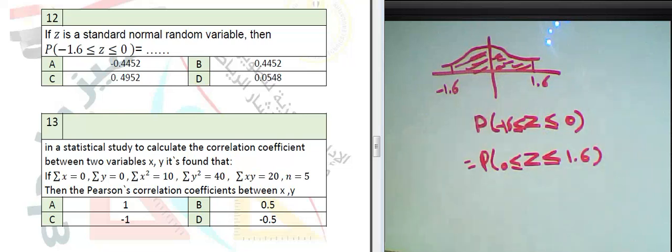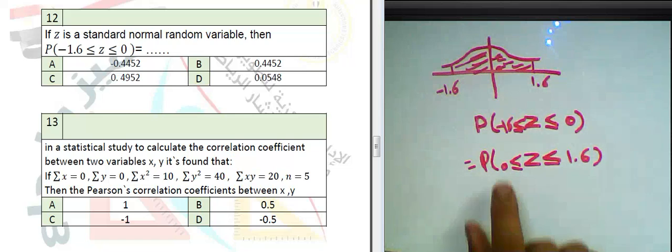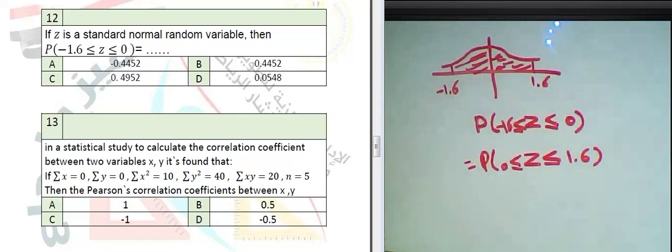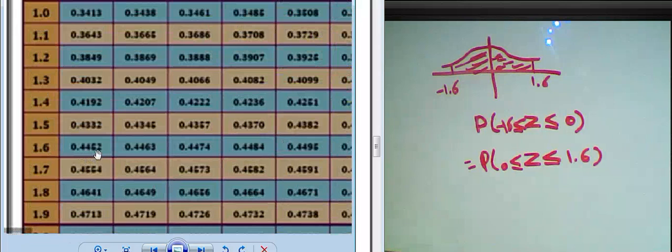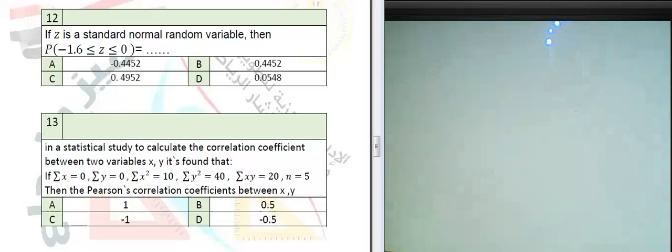So we will look at the table and find the area from 0 to 1.6. Look at here with me, the table, at 1.6 here, it will be 0.4452. Okay, the result will be 0.4452, the probability from 0 to 1.6 from the table. Choose letter B.